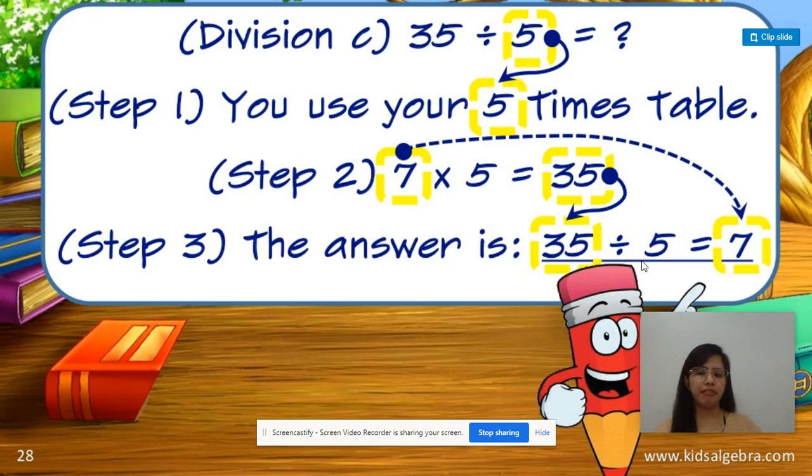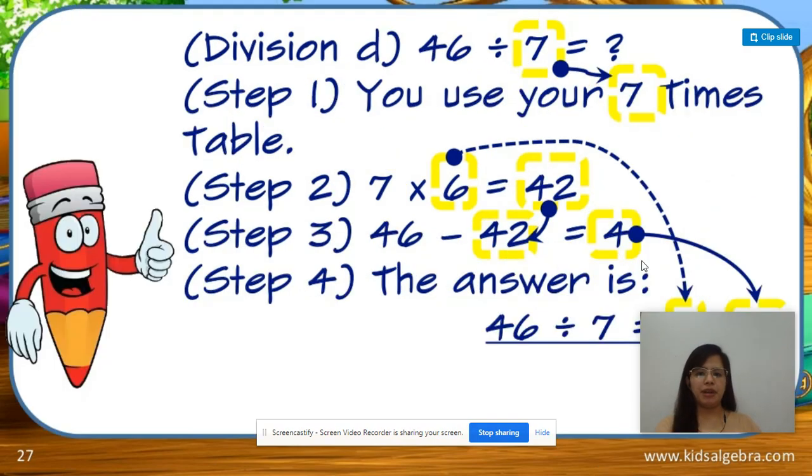35 divided by 5. What times table to use? It's 5. Now, let's skip count. 5, 10, 15, 20, 25, 30, 35. So 35 divided by 5 will give you 7.